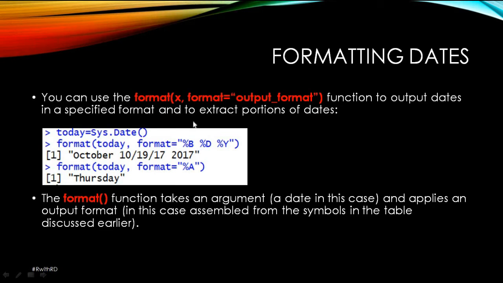Now, formatting dates is also possible in R. I can use format(x, format equals output format). This function outputs dates in a specified format to extract portions of dates. For example, let us say I want to extract today's date: today equals Sys.Date(), then I have format(today, and in what format I want.